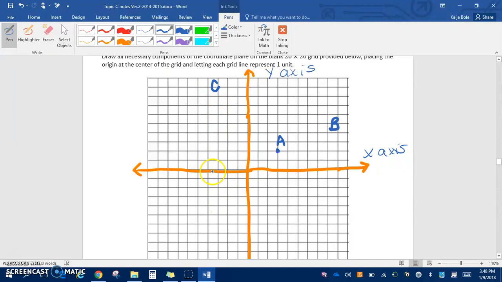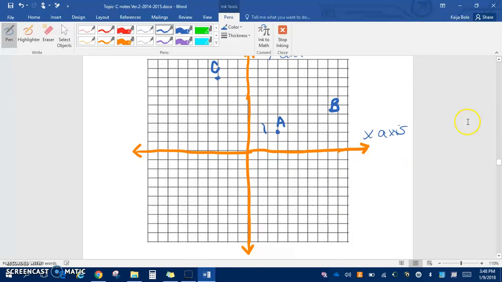I'll do D, negative 2, negative 9. So we're going to go to the left 2, down 9, which will be down here, and this is D. Alright, I want you to pause and put E, F, and G on your grid, and then unpause and you can check your answers. Alright, so this is what your graph should look like.